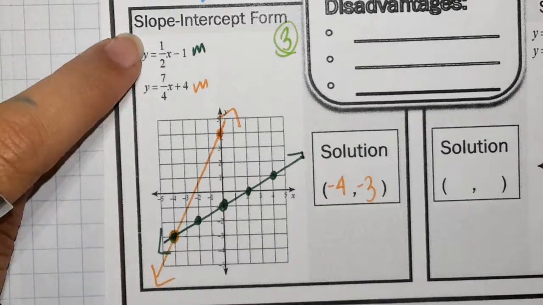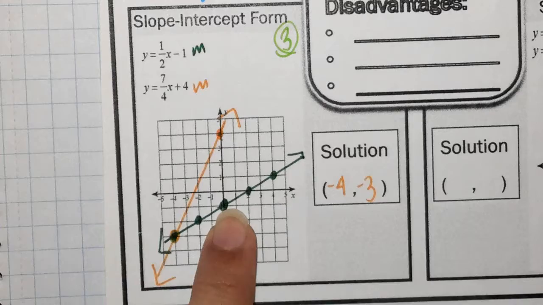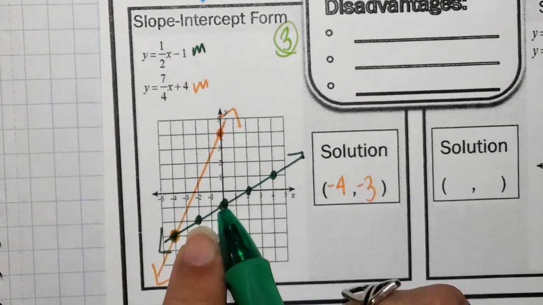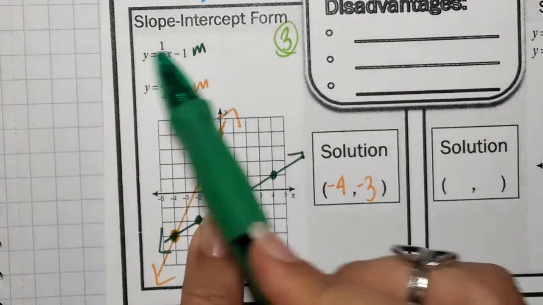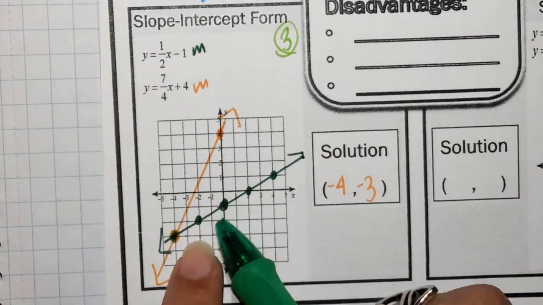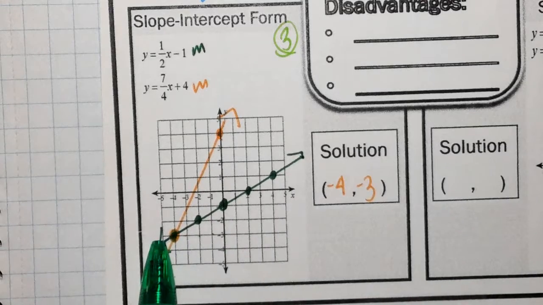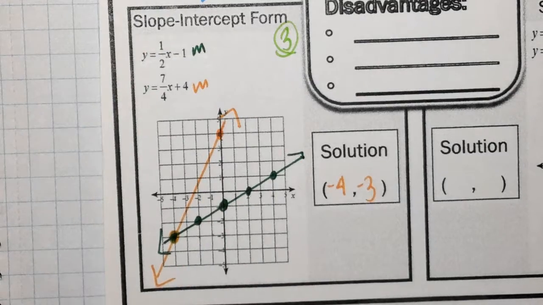For my number 3, for the first one, my y-intercept is negative 1, so I went down 1. And then my slope is 1/2. So I went up 1, right 2, up 1, right 2. For this one, I also needed to go down 1, left 2, down 1, left 2. Is everybody with me? That's for this first one. Did we do that one right?